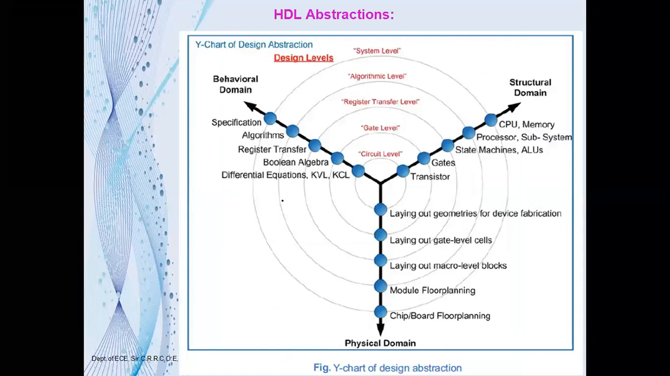You usually see this chart in VLSI design, where VLSI systems can design the circuits in three design domains: behavioral domain, structural domain, and physical domain. Even in these domains, you have the system level, algorithmic level, register transfer level, gate level, and circuit level. So even in the VLSI design domains, you have the same levels of abstraction.